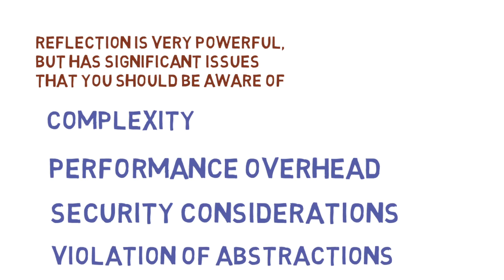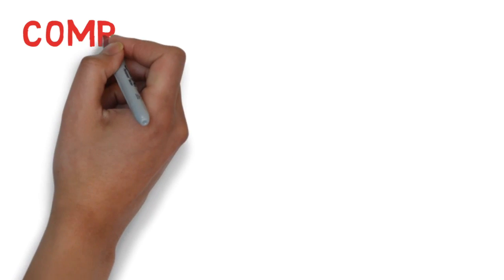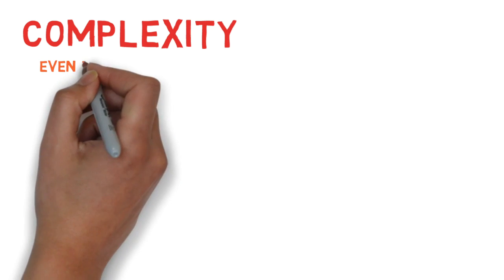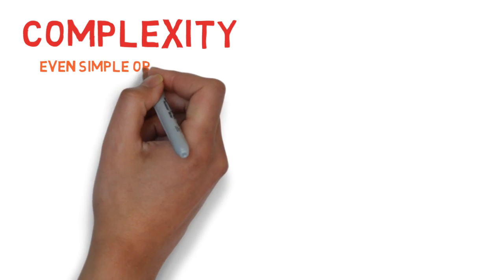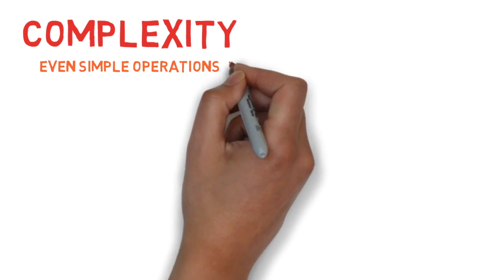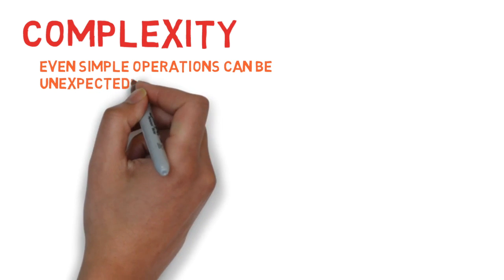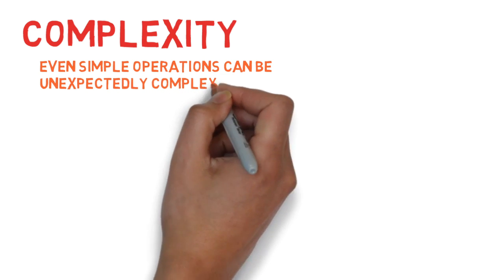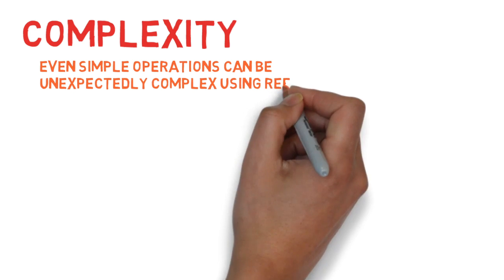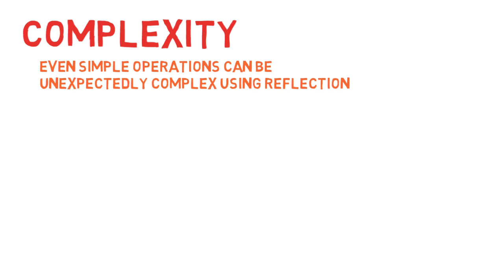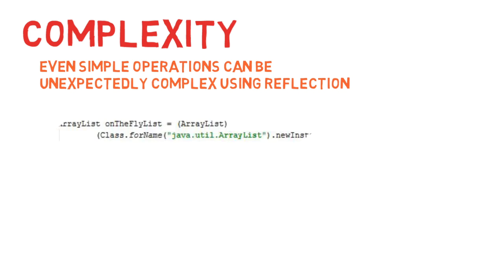Let's look at each of these in turn. Complexity. Now, reflection is by no means easy to use. Even very simple operations can become unexpectedly complex when we use reflection. Let's take an example, and that's the very simple example of just instantiating an object. Instead of just newing it up, you have to write code which looks something like this.